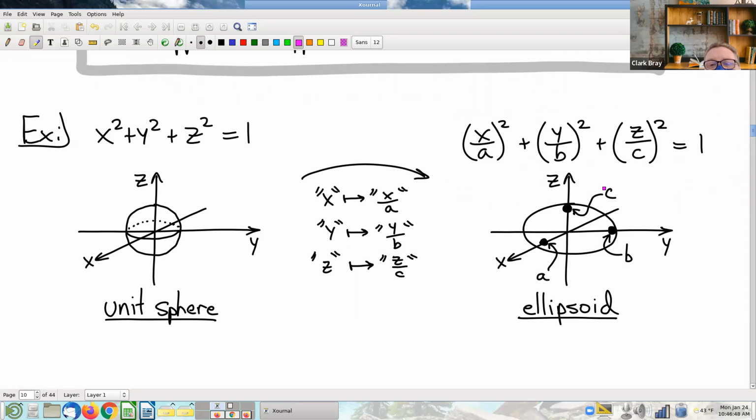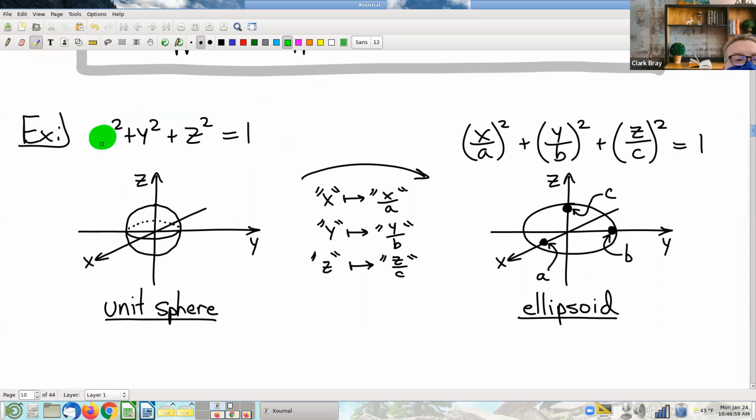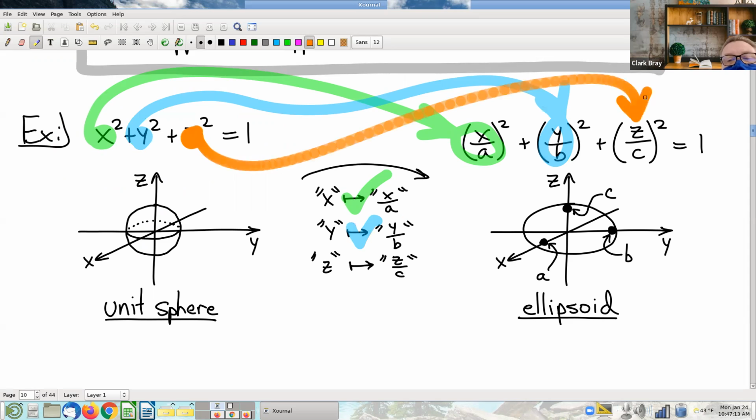So how are we going to understand this thing? Really not that big a deal. I can just observe that this is what I get when I start with the unit sphere, which I totally understand, and recognize that every X gets replaced by exactly X over A. Every Y gets replaced by exactly Y over B, and every Z gets replaced by exactly Z over C. So I've done 3 deformations. This surface I'm trying to understand is the result of taking a sphere and doing those 3 deformations.